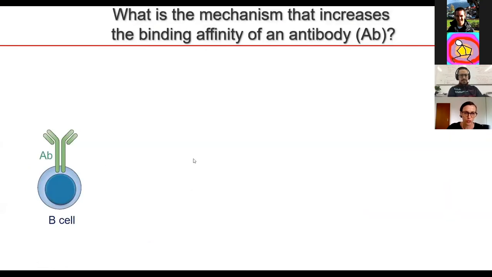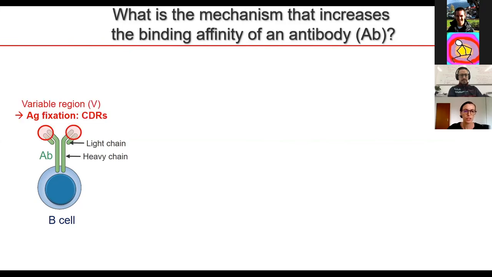So first of all, just a brief introduction about antibodies. Basically, when you have the B cell, before secreting the antibody, it will display the antibody on its surface. An antibody is composed of two heavy chains and two light chains. And you will have the antigens that will bind to the antibody on the top of it. This region is called the variable region. And the antigen will fix more specifically into the CDR regions that are composed of loops.